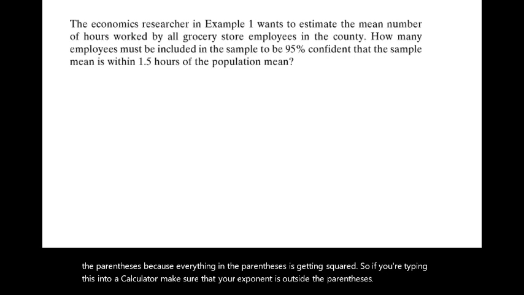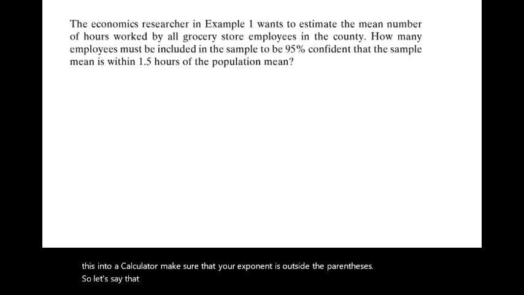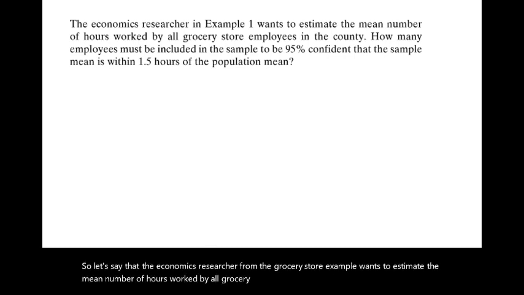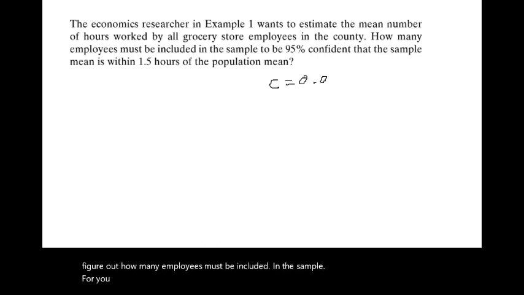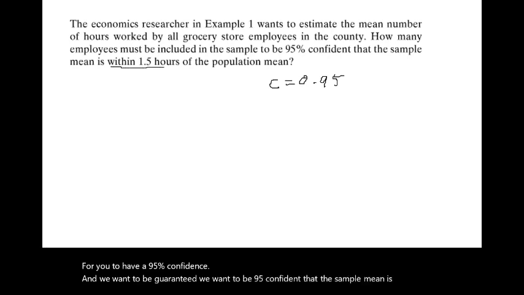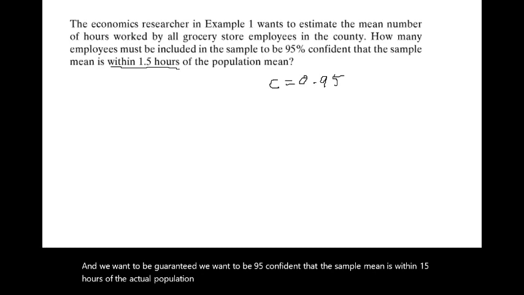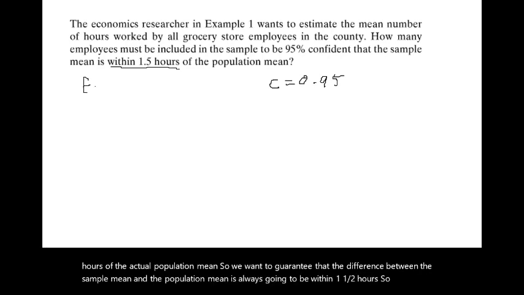So let's say that the economics researcher from the grocery store example wants to estimate the mean number of hours worked by all grocery store employees of the country. We're going to figure out how many employees must be included in the sample for you to have a 95% confidence, and we want to be 95% confident that the sample mean is within 1.5 hours of the actual population mean. So we want to guarantee that the difference between the sample mean and the population mean is always going to be within 1.5 hours. So that is our given margin of error. We want our margin of error to be up to 1.5 hours, which is kind of a small margin of error.